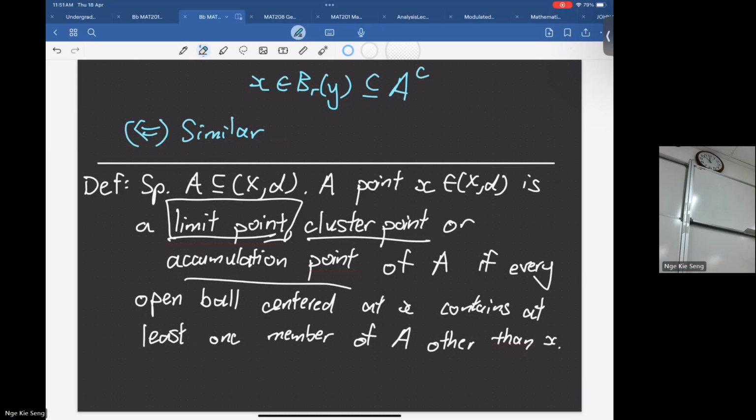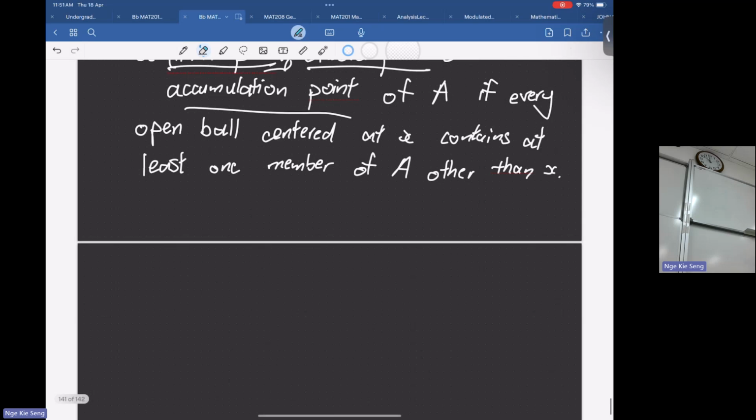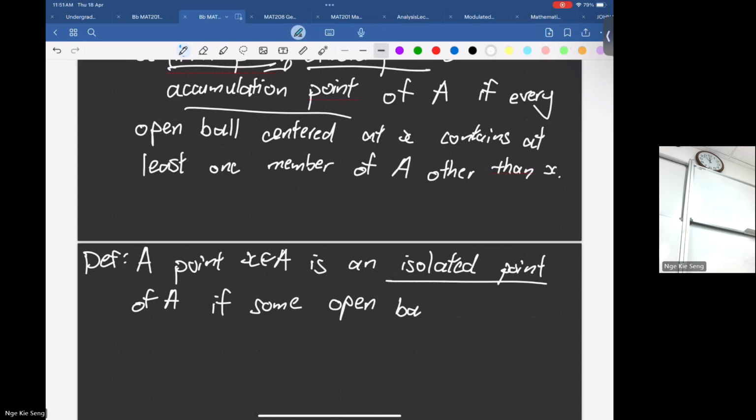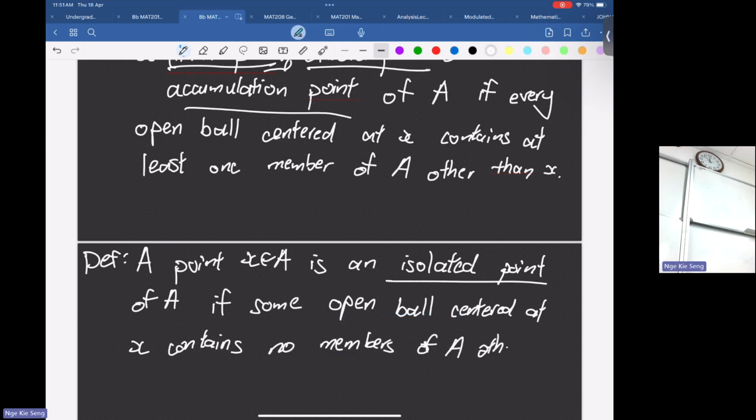So just now I touched on the concept. A point x in A is an isolated point if some open ball centered at X contains no member of A other than X itself.